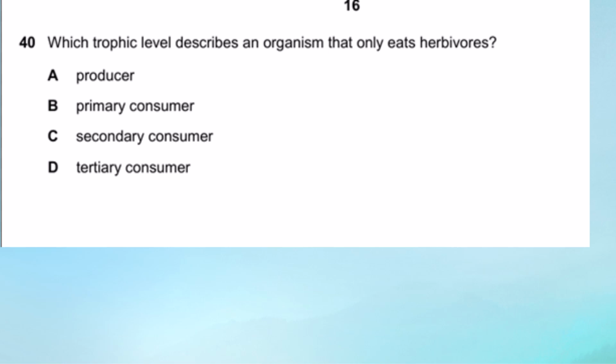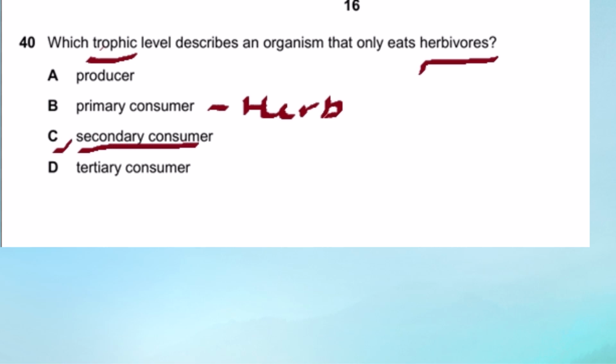The last question here is about ecology. And they ask, which trophic level describes an organism that only eats herbivores? So, oh, that's a carnivore. Yeah, but where can we find that? A producer? No, that is a producer. And a herbivore is actually a first level consumer, primary consumer. So this is the herbivore. But a secondary consumer is our first predator. So this one here is the one that eats herbivores.